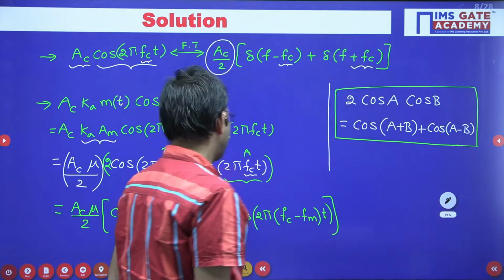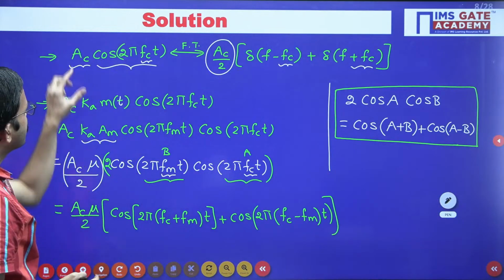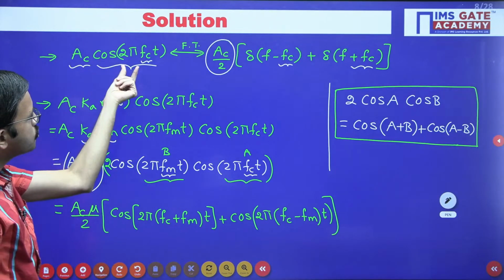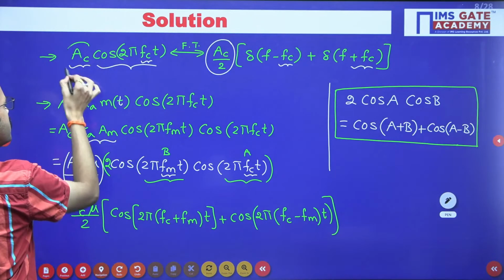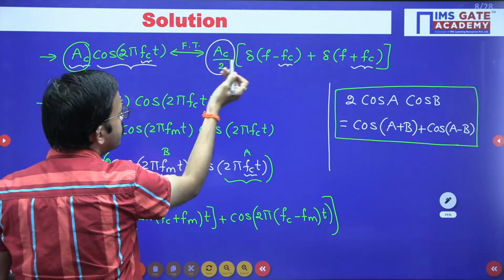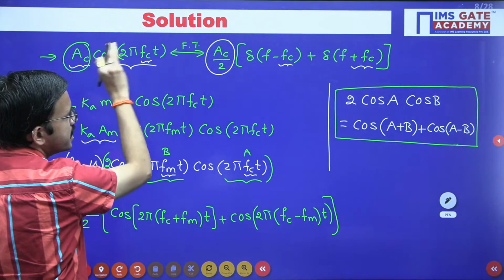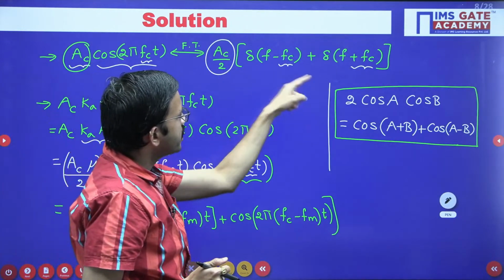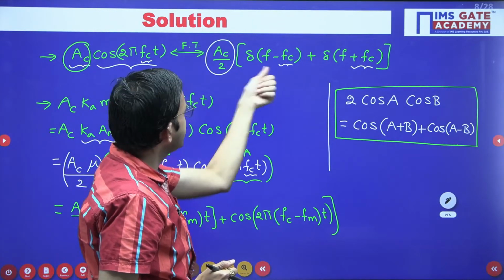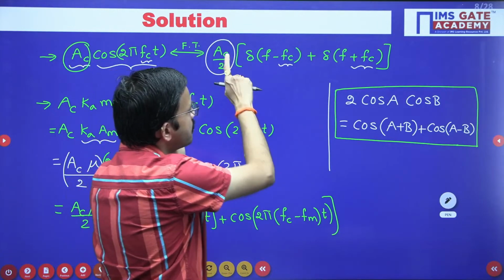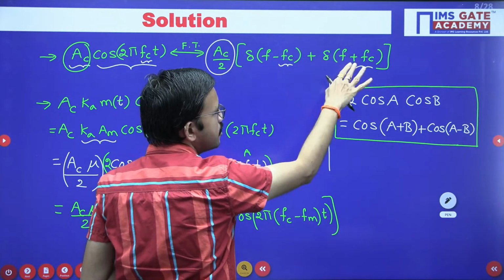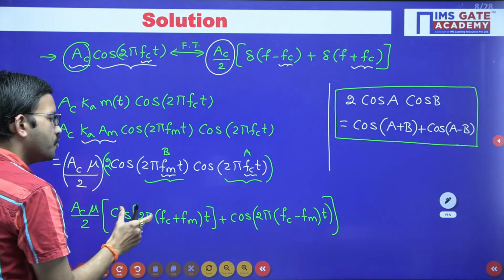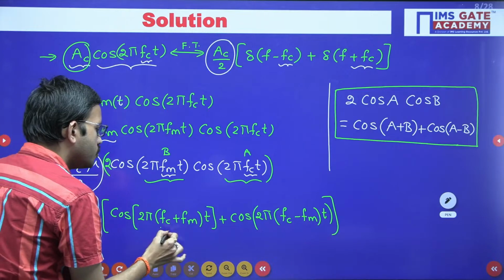Now if you observe, you can compare. Here you have Ac cos 2 pi fc t. The peak amplitude is Ac. When you apply the Fourier transform, it becomes half. At this particular frequency on the positive frequency axis you get one impulse, and similarly on the negative frequency axis you get one impulse. The same logic you can observe here also.